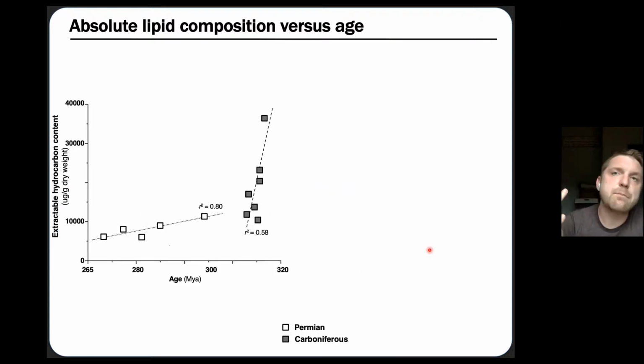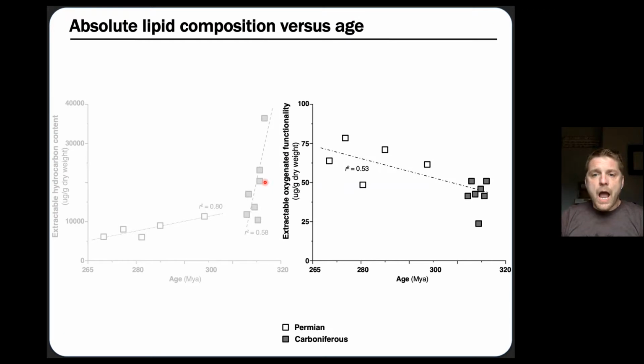We can also take the same integration peak area data and compare them to age rather than rank. We again see some very strong relationships between hydrocarbon content and age, whereby we again see positive relationships between both the Permian and the Carboniferous samples, although there is disjointed behavior once again. And we see a slightly different relationship, albeit a slightly stronger one, between the oxygenated functional groups and age, whereby the older a sample is, the less oxygen-containing functional groups that we see in them.